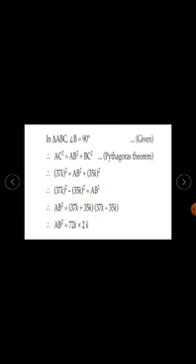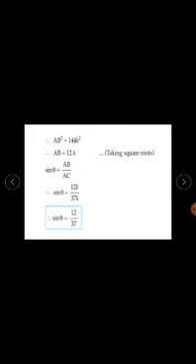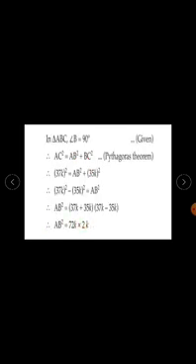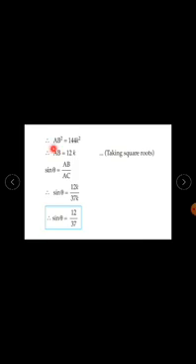Now AB square equal to, use the identity here, A square minus B square is equal to A plus B into A minus B. So AB square equal to (37K plus 35K) into (37K minus 35K). 37K plus 35K is 72K, into 37K minus 35K is 2K. So AB square equal to 72K into 2K. Now 72 into 2 is 144 and K into K is K square. So AB square equal to 144K square. Now taking square root, therefore AB equal to 12K.